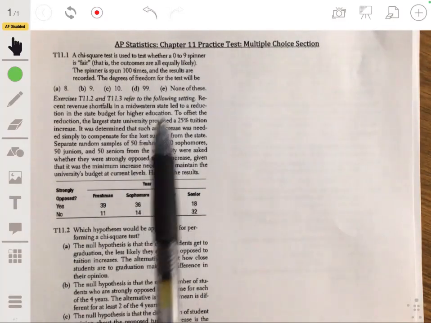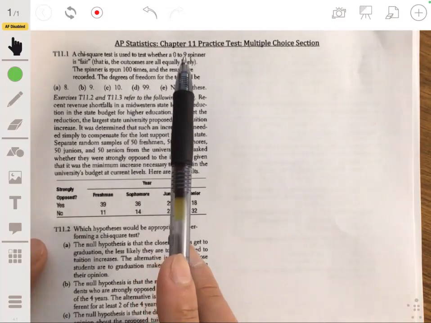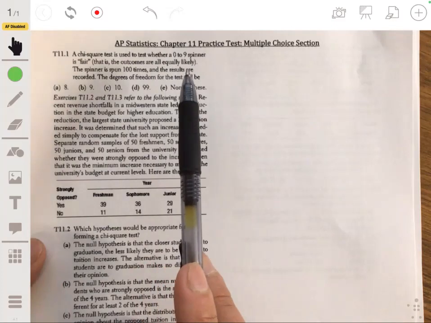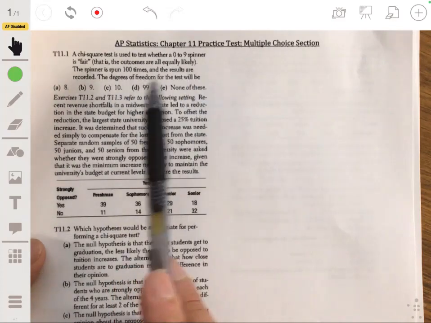All right, problem one, we have a chi-square test used to test whether a 0 to 9 spinner is fair. That is, the outcomes are equally likely. The spinner is spun 100 times and the results are recorded.